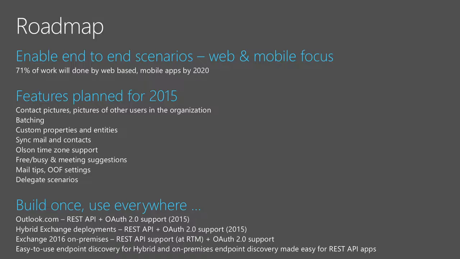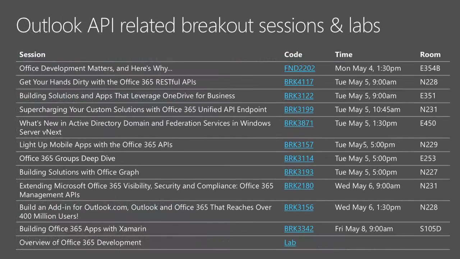Olsen time zone support. This is especially important for people who are not on the Windows platform, because for them Olsen is what they're familiar with. FreeBusy is missing, so FreeBusy is going to come soon. Mail tips, delegate scenarios. For some select scenarios we already have delegate working, but we haven't fully rolled it out. And we want to support hybrid, Outlook.com, Exchange 2016 on-prem, and easy endpoint discovery. All of these are on the roadmap. We're working on it actively, and ultimately the goal is that both you as a customer and the developer have a large market to reach, and the consumer has a large variety of apps to pick from, so they can pick whatever is best for them.